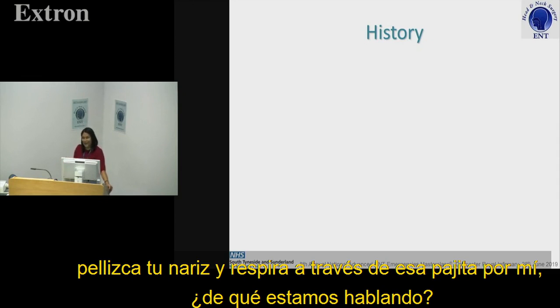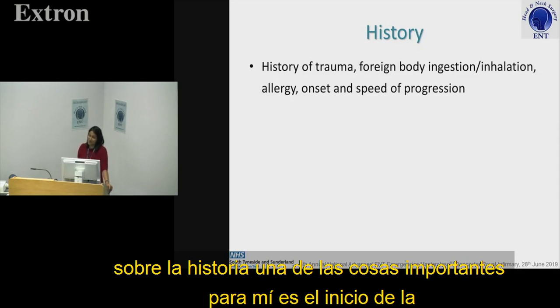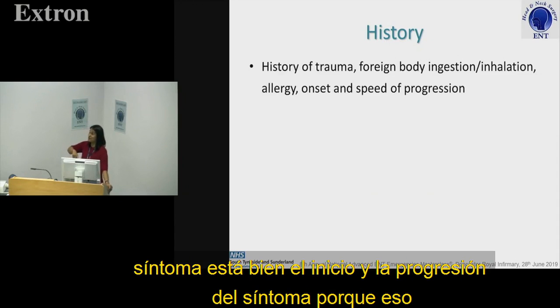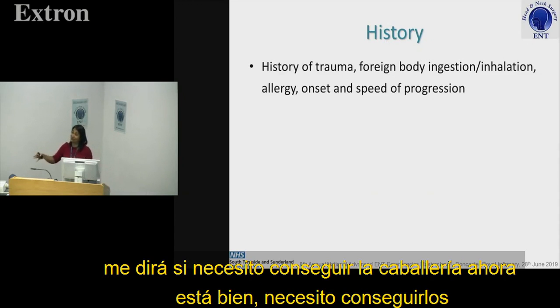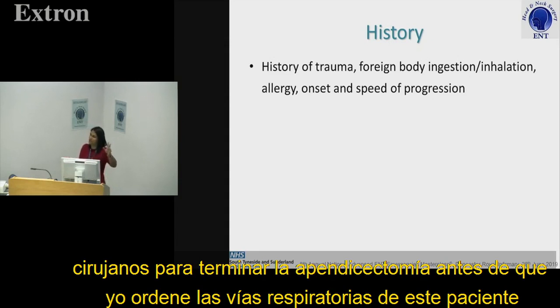Okay. So when we're talking about the history, one of the important things for me is the onset and the progression of the symptom, because that will tell me whether I need to get the cavalry now, whether I need to get them to open a second theatre, or whether I can wait for the general surgeons to finish their appendicectomy before I sort out this patient's airway.